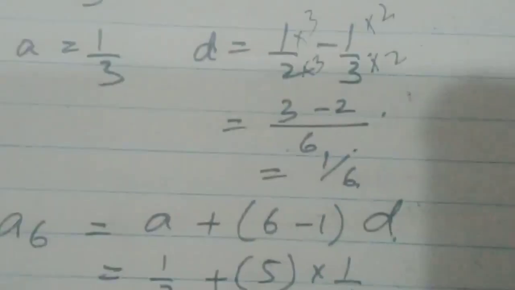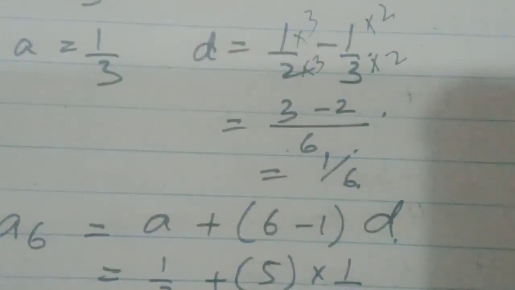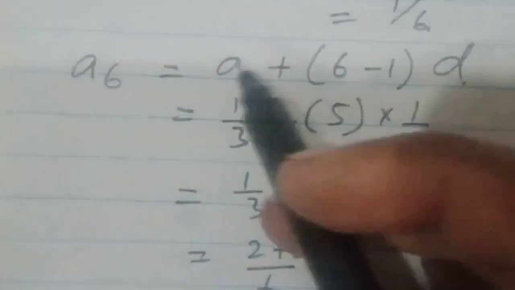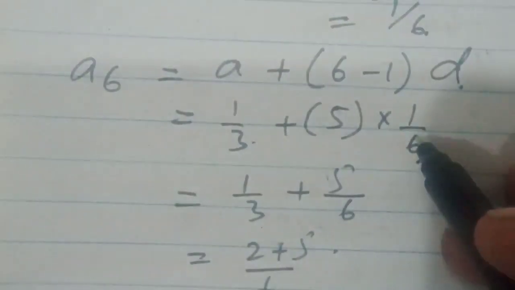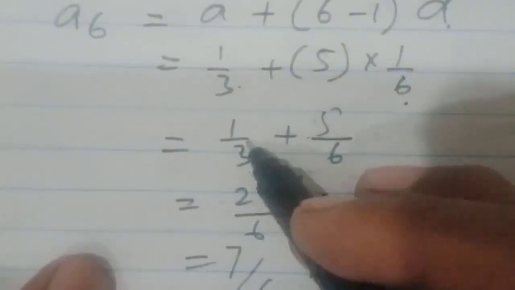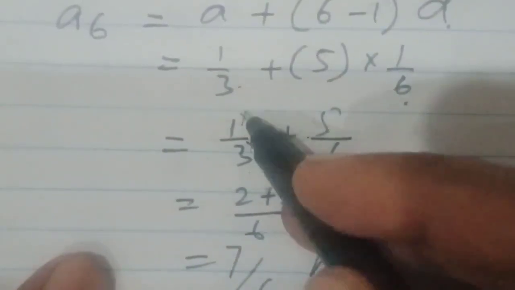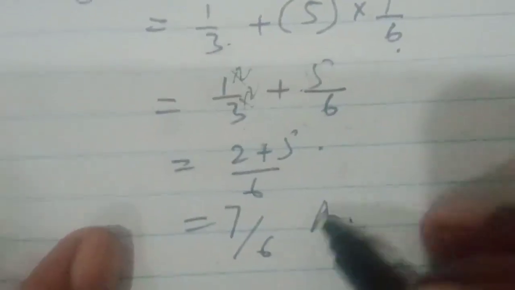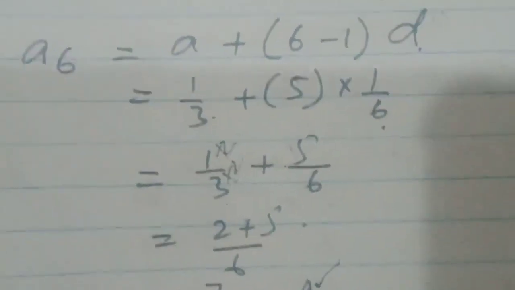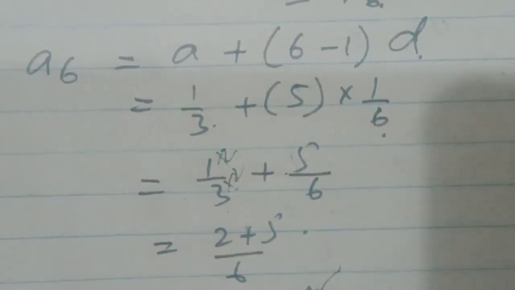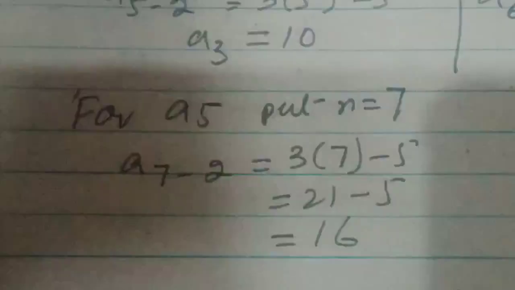Now this is the difference. Now putting these values, we want a6. First term 1 upon 3, plus (6 minus 1), 5, multiplied by 1 upon 6. So again taking the LCM, multiply and divide by 2. 2 plus 5, 7 upon 6. This is your sixth term. Now these are the examples of how we find the respective term we want. Now let's move to the next examples.